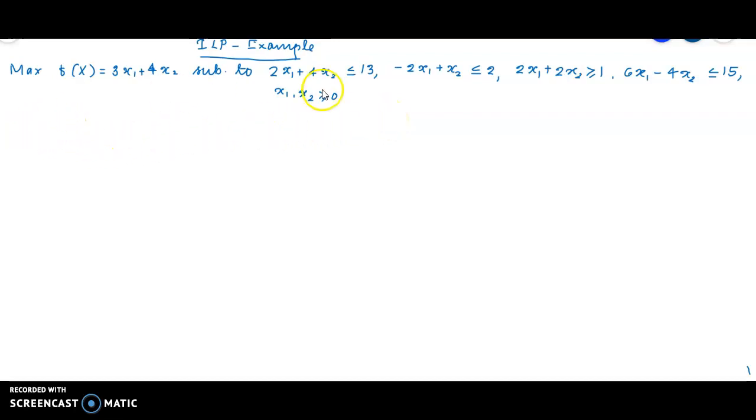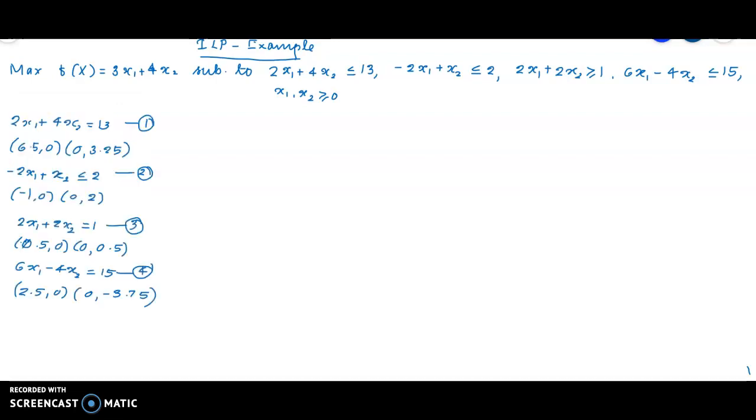Now we find points of the lines, minus 2x1 plus 4x2 equal to 13. The points are: when x2 equal to 0, 2x1 equal to 13, so x1 equal to 13 by 2, 6.5. And when x1 equal to 0, x2 equal to 13 by 4, 3.25. Similarly, we can find 2 points of all the lines.